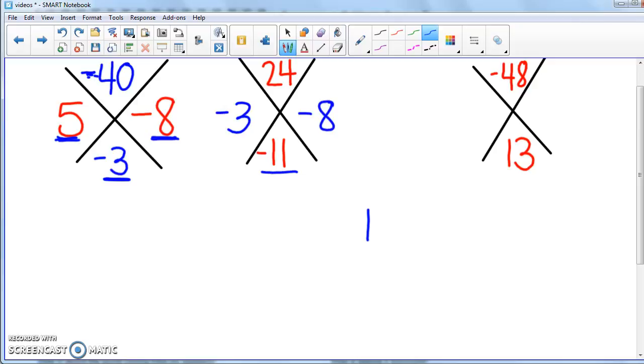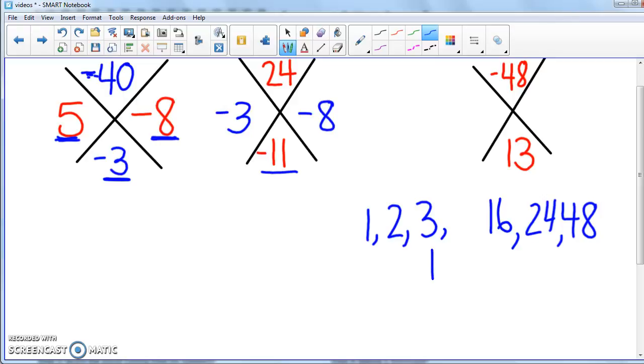So I'm going to start again with 1 and 48. Well, the difference of 1 and 48 is 47. Let's try 2 and 24. The difference of 2 and 24 is 22. 3 and 16. And there we go. I have my answer of 3 and 16 because the difference of 3 and 16 is 13.